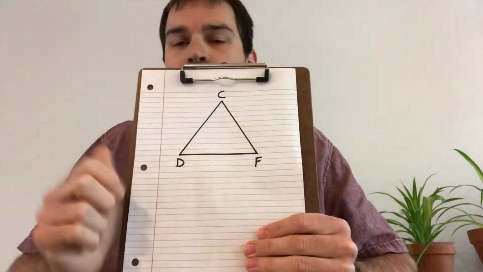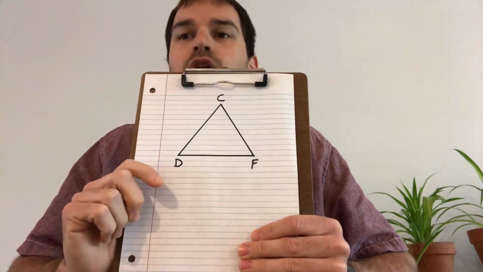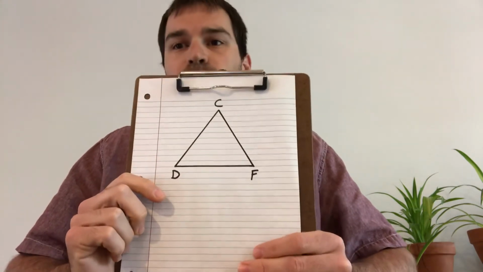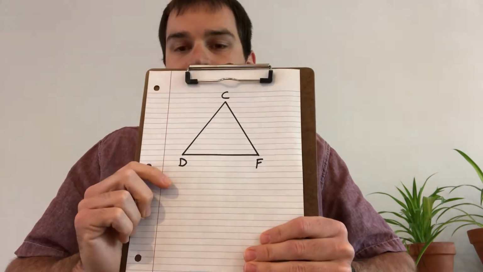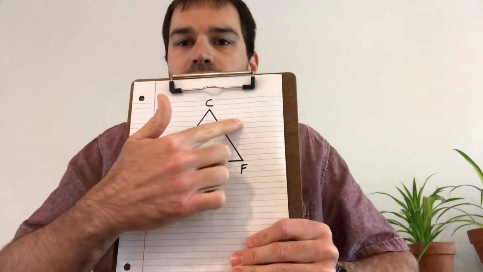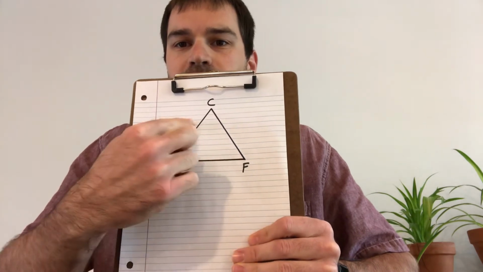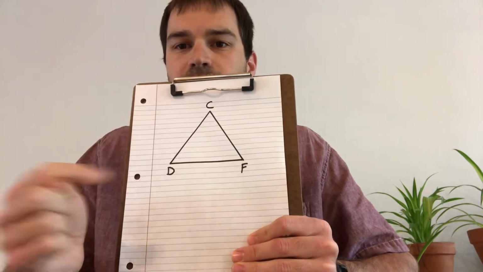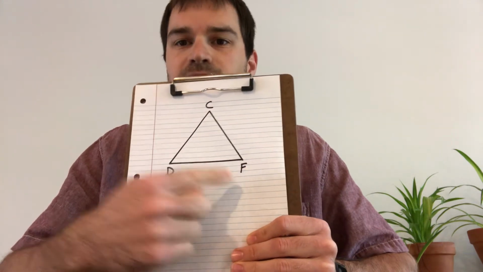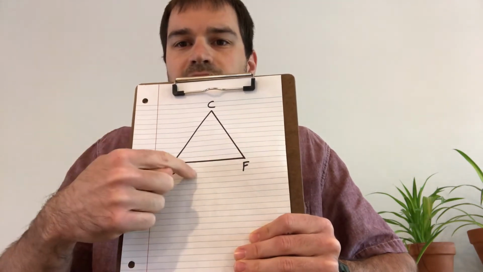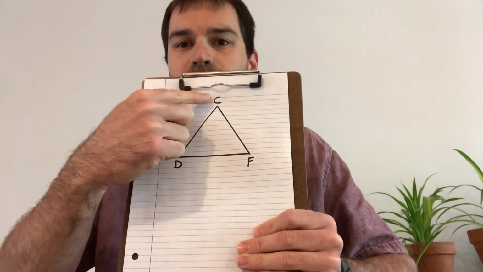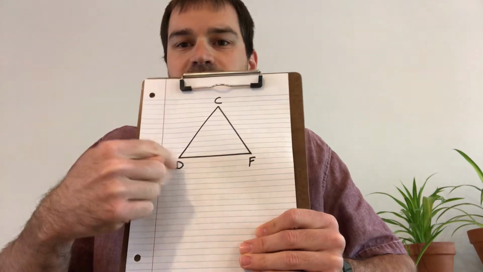And first of all, before we do that, besides naming it, we're going to describe where the vertex or the vertices are. Vertices is the plural for vertex. So if you guys notice, they're where two sides meet. So we have a side here, and a side over here. This side and this side meet at the vertex of C. This side and this side meet at the vertex of F. And the final one is this side and this side meet at the vertex of D. So we have the vertex labels of C, D, and F.